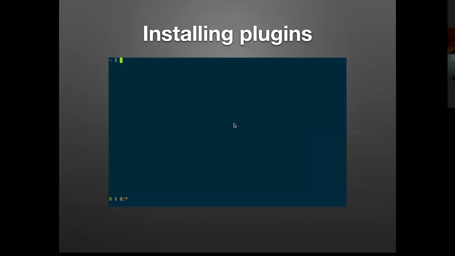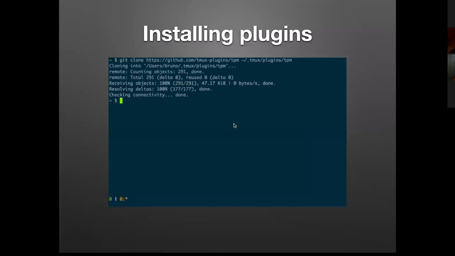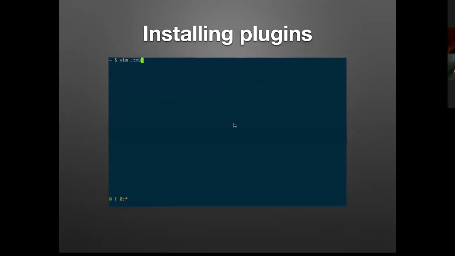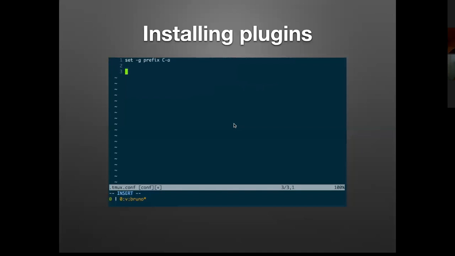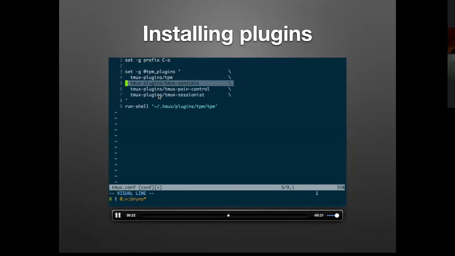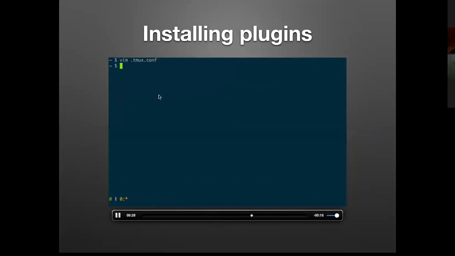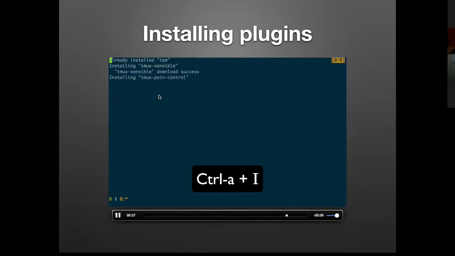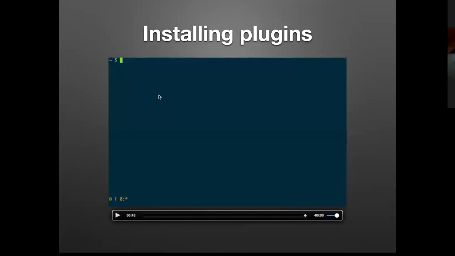So here's the video. First, you have to clone the tmux package manager, and these are the instructions on GitHub. Then edit the tmux.conf file and add, I'm just pasting it here, all these plugins that you just saw earlier: tmux sensible, pane control, and sessionist. Then you source your tmux.conf file and press prefix plus I to install the plugins. And that's it. That's all you need to do.